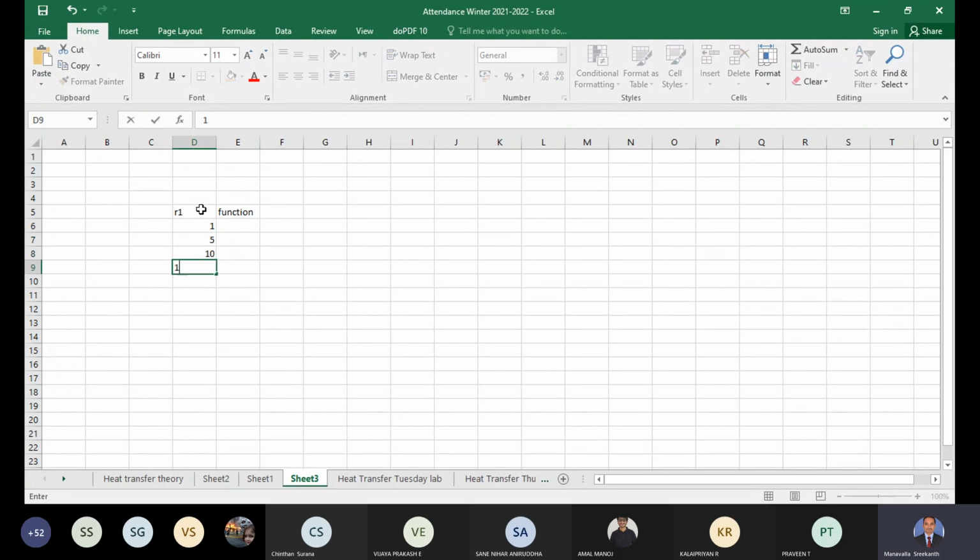10, in steps of 5, 15, 20. Let me not go to 50 because 50 is the maximum. The function is, I'll just show you this function right here in the Excel sheet.